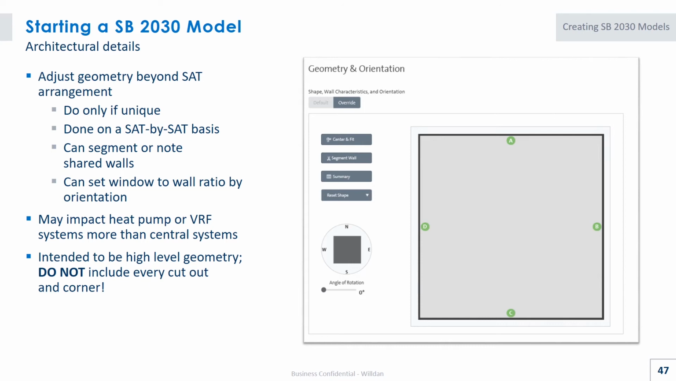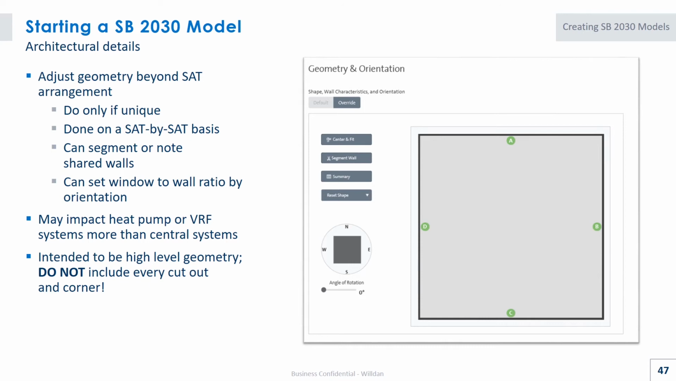Once you do that, you can segment walls, you can push and pull things, you can pick from a number of different default shapes and change their orientation. These changes have the most impact if you have a mechanical system such as VRF or a heat pump, where you're trying to pull energy from one space and provide it to another space. If you have a central system, it doesn't have that much of an impact overall.